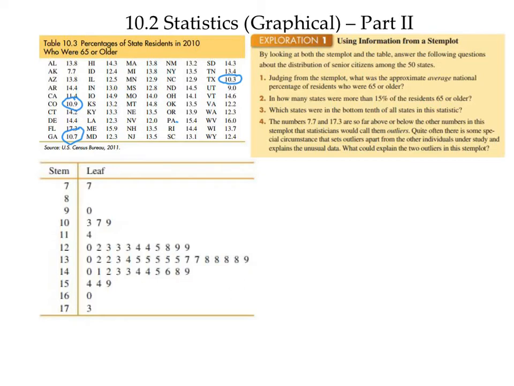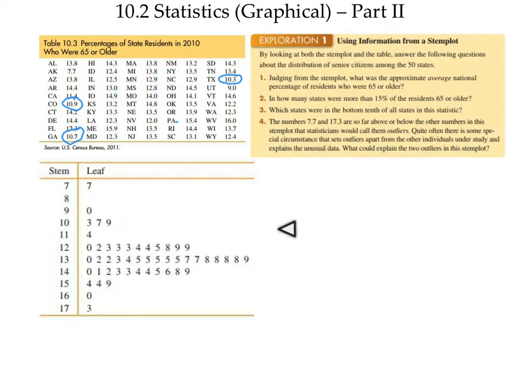For instance, judging from the stem plot, what was the approximate national average percentage of residents who are 65 or older? You can see that about half the data is above this and about half the data is below it. So I would say it's somewhere between 12 and 13%, perhaps 13%.